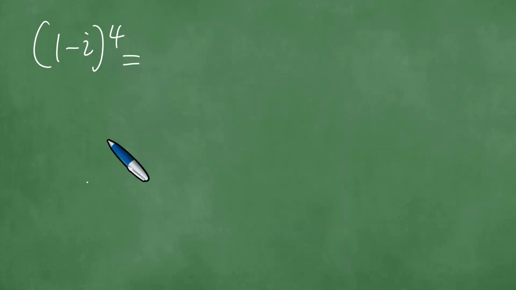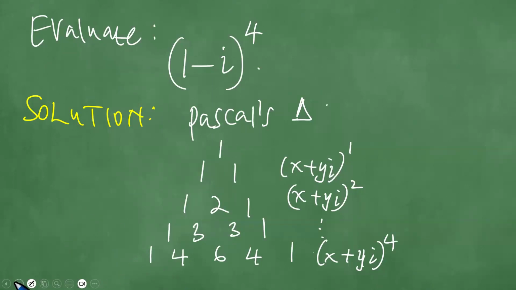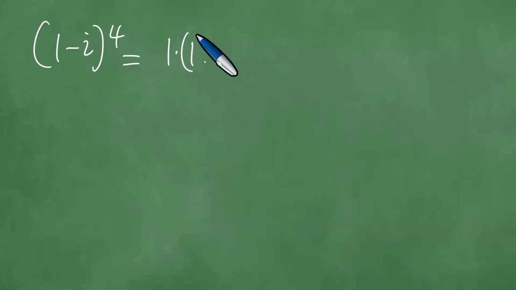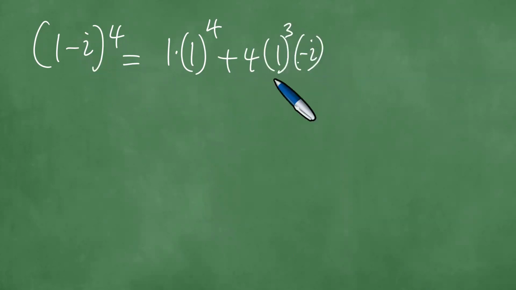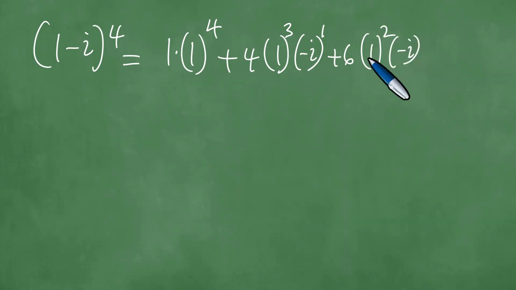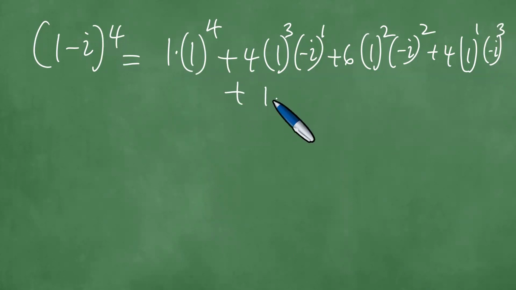By the binomial theorem, we start with the coefficients first, and the first coefficient is 1, so we put 1 times 1 raised to the fourth power. Then the next coefficient is 4, times 1 cubed, and the minus i now has power 1. Then there's 6, because it's 1, 4, 6, 4, 1. The 1 is squared, and the minus i increases in power, because it was power 0 before, power 1, and now power 2. Then there's 4, times 1 to the power 1, and minus i to the third power. Then the coefficient 1 according to Pascal's triangle, where the 1 is to the power 0, and minus i is to the fourth power.